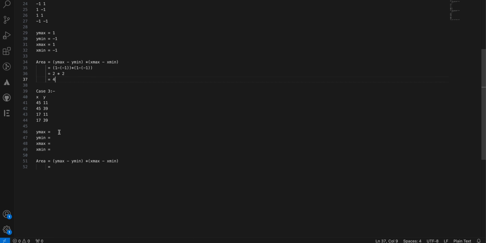Similarly here you can calculate the same way. So max of y is 39 and min of y is 11, max of x is 45, min of x is 17.